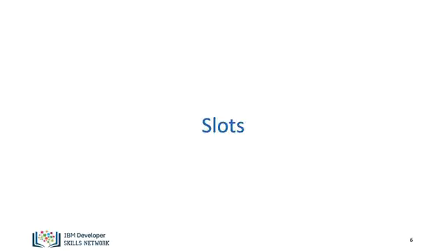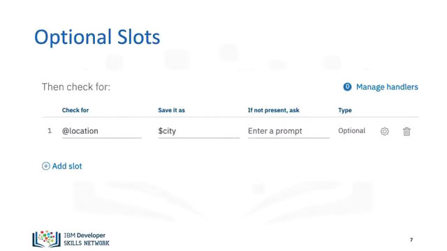There are a few ways to set context variables, but one of the most convenient ways is using slots. We could, for example, add an optional slot to our node and check for a location entity. If one is found in the user input, the value will then be stored in the city context variable. It is optional because we don't force the user to give us a city. We simply assign it if one is provided.